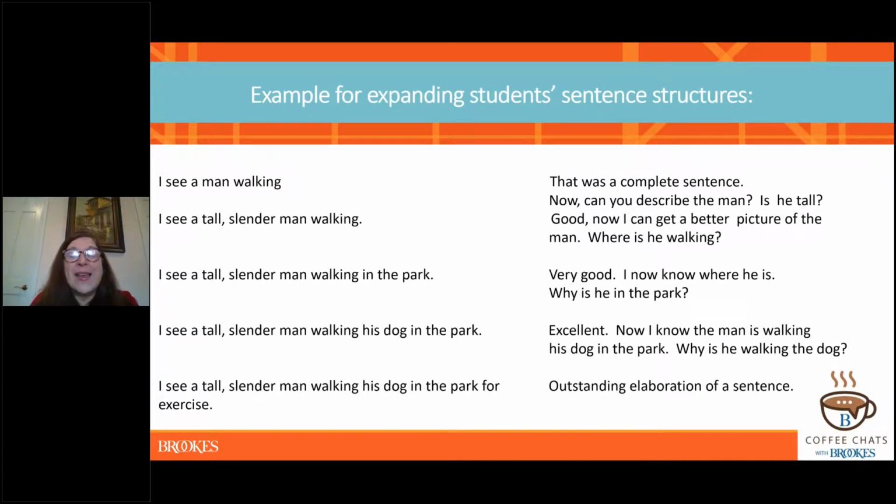Can you tell me why he's in the park? Oh, I see a tall, slender man walking his dog in the park. Oh, now I know. He's walking his dog. His dog is in the park, right? And so that is why he's in the park. So, why is he walking the dog? Well, I see a tall, slender man walking his dog in the park for exercise. Now I understand why he takes the dog for a walk in the park. This was an outstanding elaboration of your sentence. So you can see right there by asking those questions, this is going to help our students to expand that sentence structure.